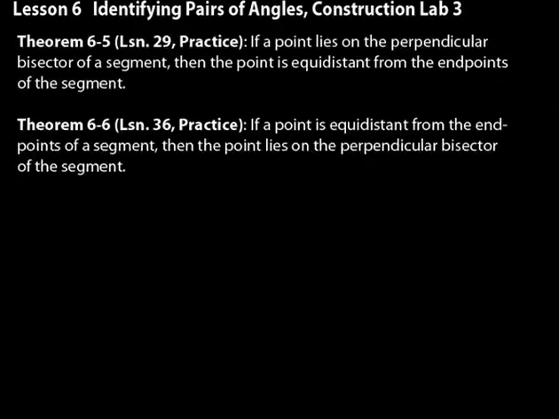So theorem 6-5 and its converse, theorem 6-6. 6-5 says, if a point lies on the perpendicular bisector of a segment, then the point is equidistant from the endpoints of the segment. And theorem 6-6 is just the converse of that. Well, let's go ahead and figure out how to find a perpendicular bisector, how to make one.